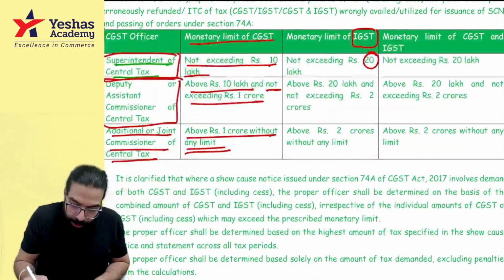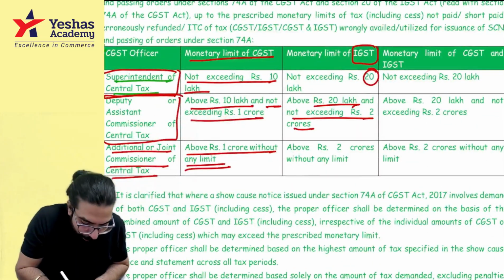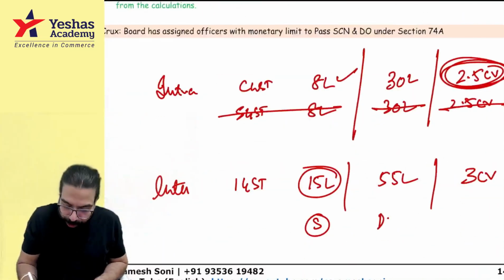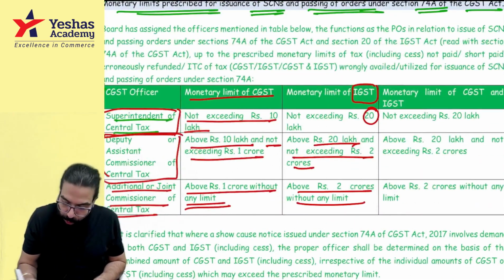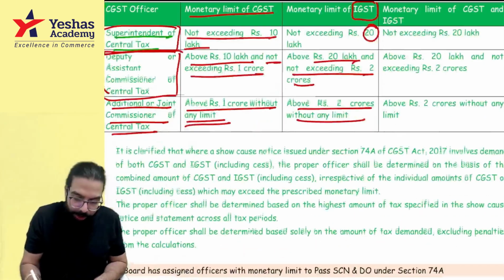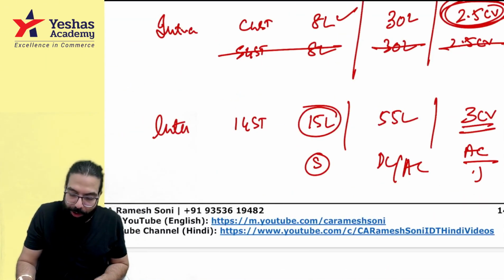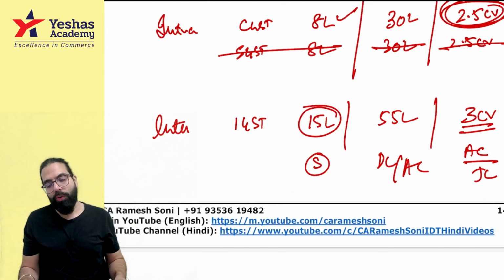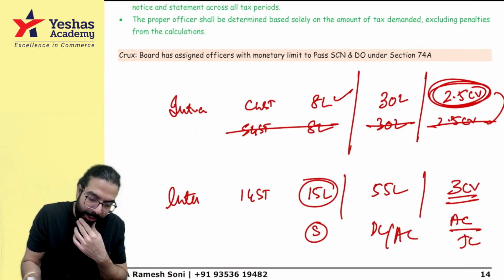Now for 55 lakh: more than 20 lakh, not exceeding 2 crore, the Deputy Commissioner or Assistant Commissioner will handle your case. Then above 2 crore, sir, how much is the limit? 3 crore: without any limit, the Additional or Joint Commissioner will handle your case. So that covers the show cause notice and demand order. Done, sir. This point is clear. Now I'll go ahead and tell you the next.